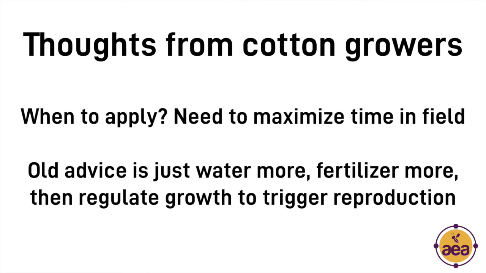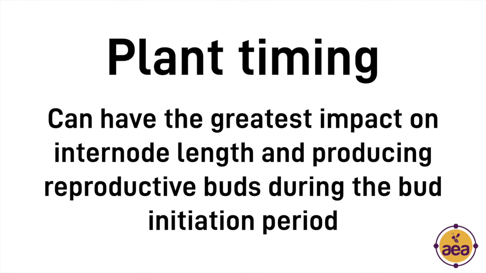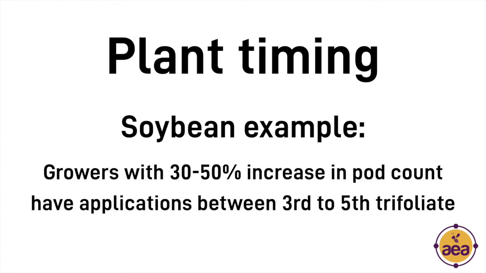Yeah. So just to speak on timing, and again, being unfamiliar with the cotton plant specifically, having not done the research to this depth yet, the moment where we can have the greatest impact on internode length and on producing reproductive buds is going to be during the bud initiation period. So it's usually much earlier than what most growers think of. On a soybean plant, for example, the growers that have been getting these large increases in pod count, where they're getting 30 to 50% increase in pods, and that's a very common number, those applications are typically going on somewhere between the third and the fifth trifoliate. So these bean plants are still quite small, depending on genetics, 10, 12 inches tall.